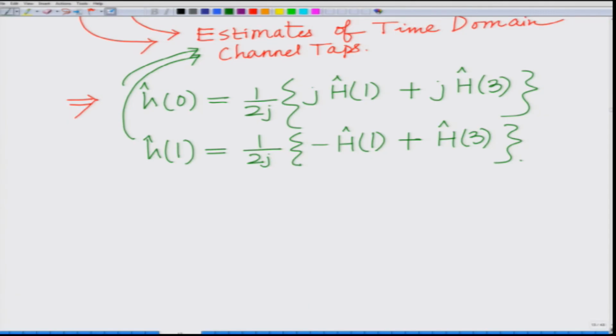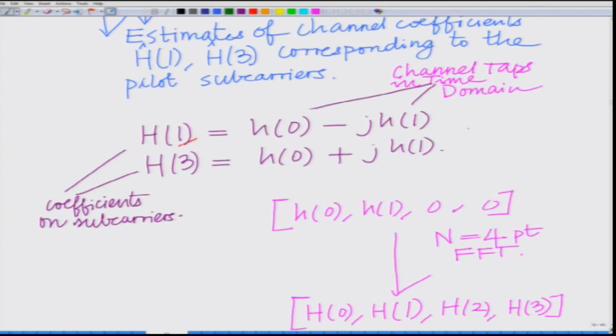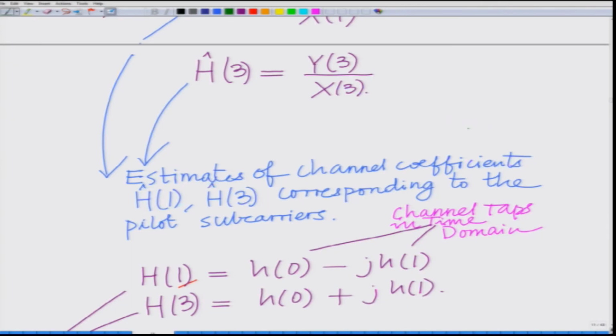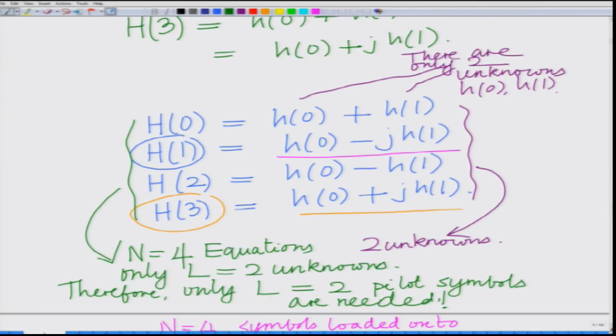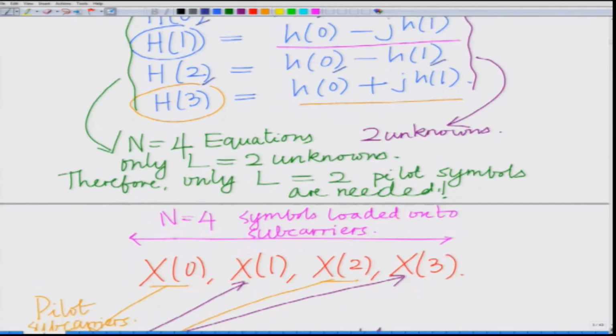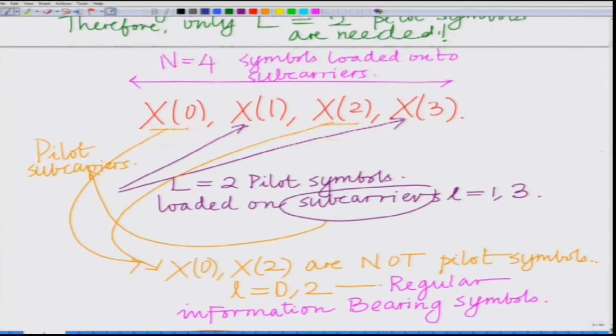So, now I can use the estimates of these channel taps, small h hat 0 and small h hat 1, in the time domain and compute the estimates of the rest of the subcarrier coefficients, and that can be done as follows. Again we go back to where we expressed the subcarrier channel coefficients in terms of the channel taps. I have H0 equals small h 0 plus small h 1, and the coefficient across subcarrier 2 is small h 0 minus small h 1. So, now I can use this property.